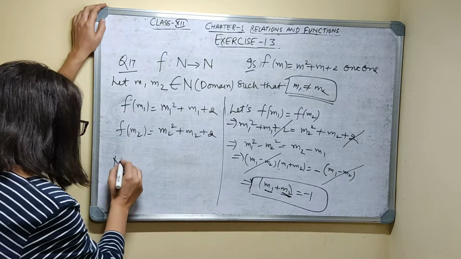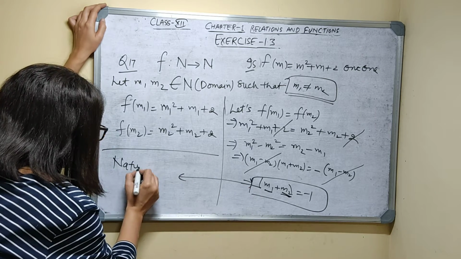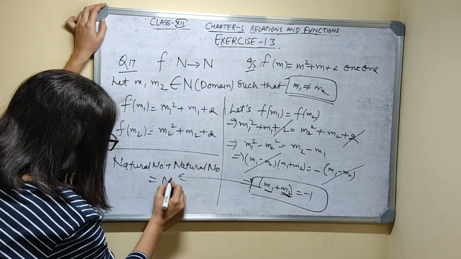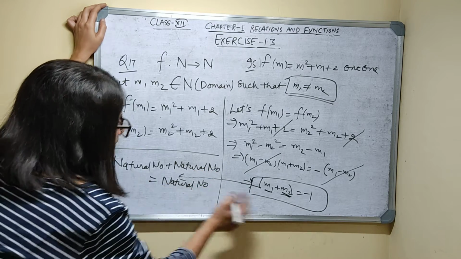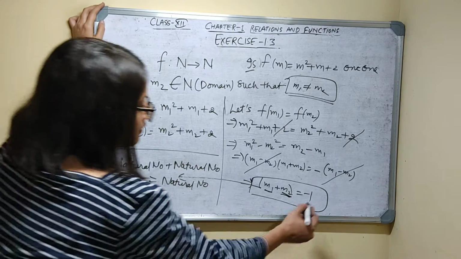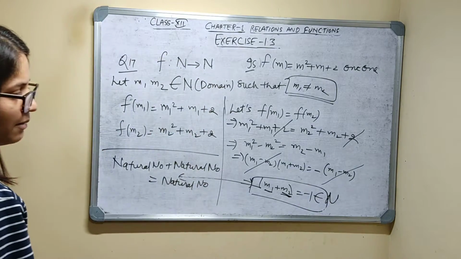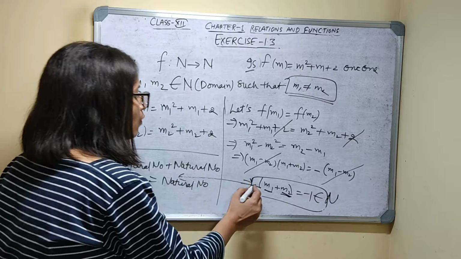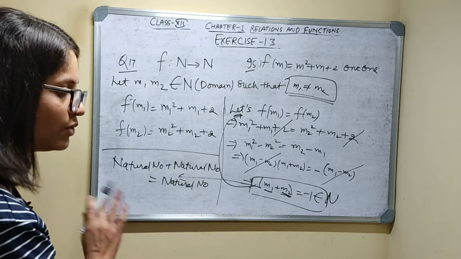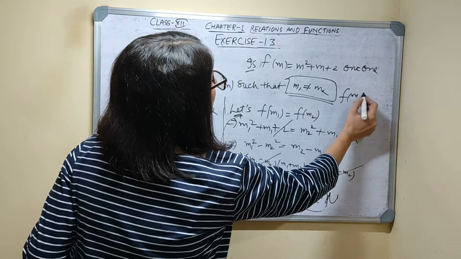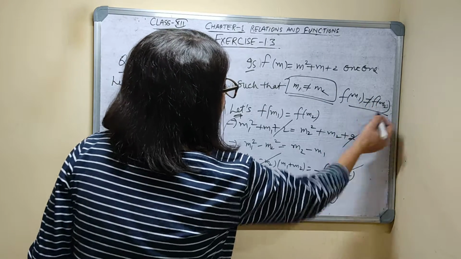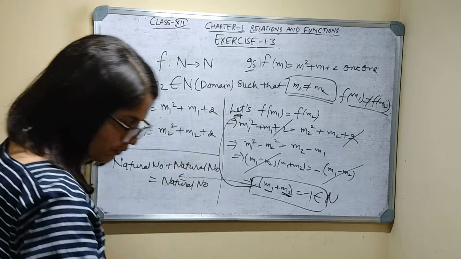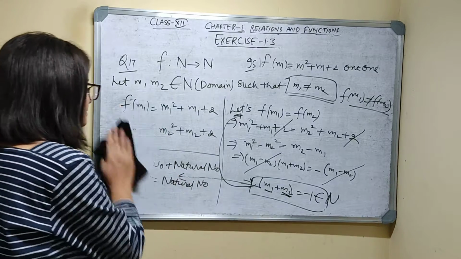It is not possible, because a natural number plus a natural number will always be a natural number. But here we are not getting a natural number. Minus 1 is not a natural number. Minus 1 does not belong to the natural numbers. A natural number plus a natural number should give a natural number. But this condition is not true, meaning whatever we stated here, f of m1 equal to f of m2, is not true. So I can say f of m1 is not equal to f of m2. So I can say the function is 1-1. Is it clear? Now question number 18.